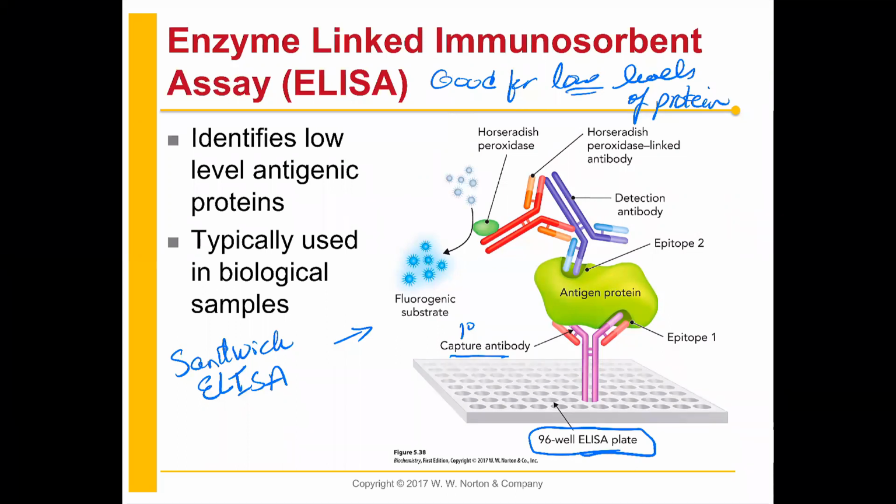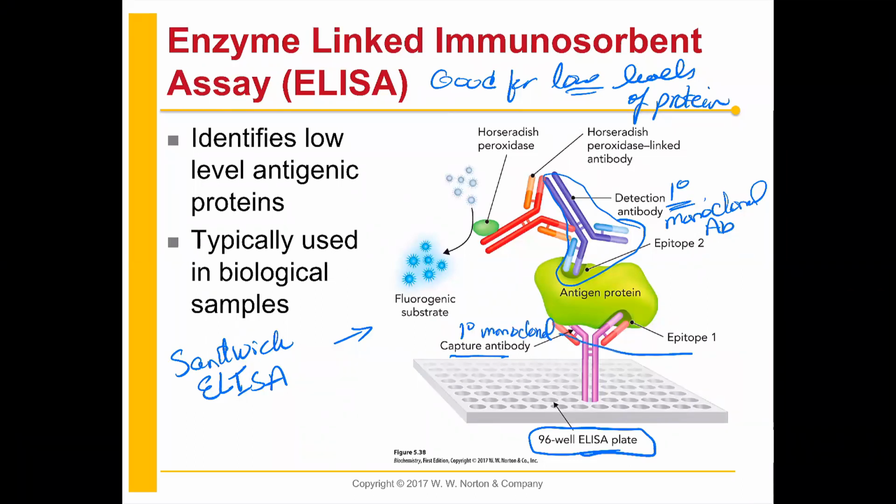Now you're going to wash it. You're going to make sure to get anything that's not bound to that primary antibody out of the well. Then you're going to add a secondary monoclonal antibody. So this is a secondary, it's not a secondary, it is a primary monoclonal antibody. Now, the capture antibody and the detection antibody are both primary monoclonal.